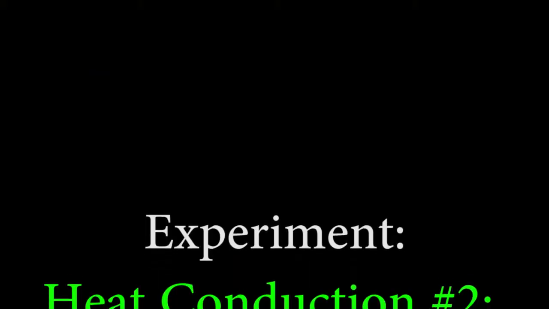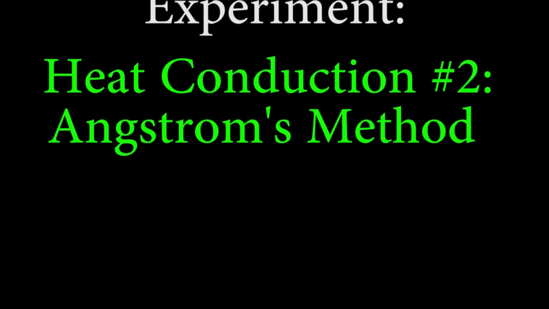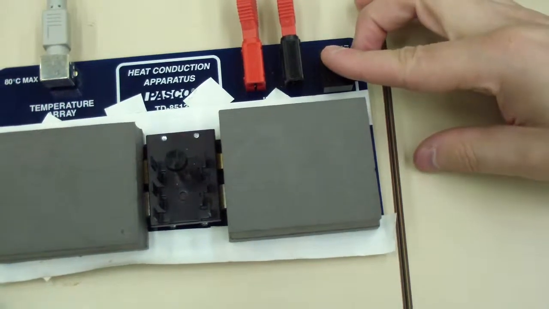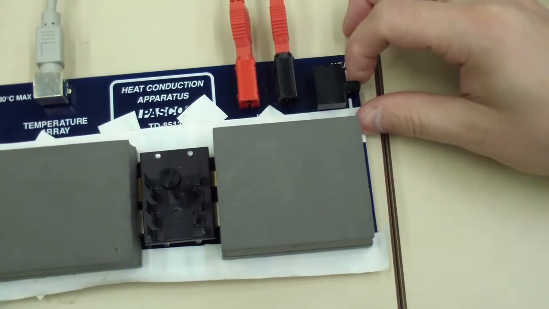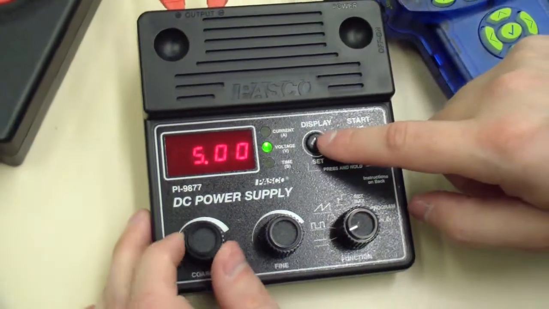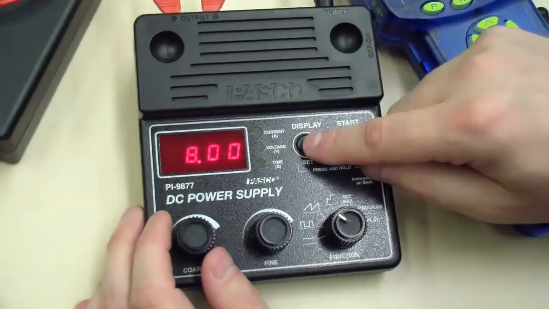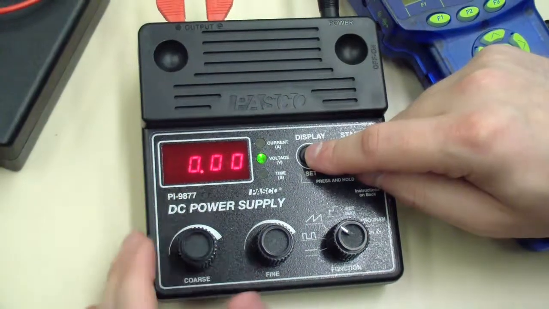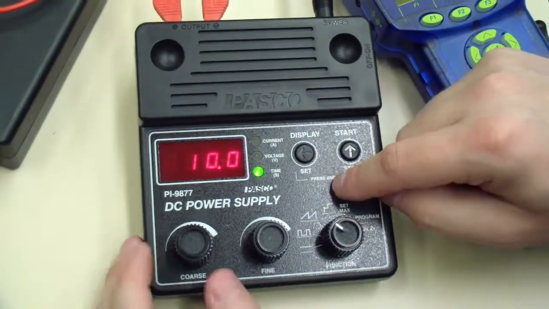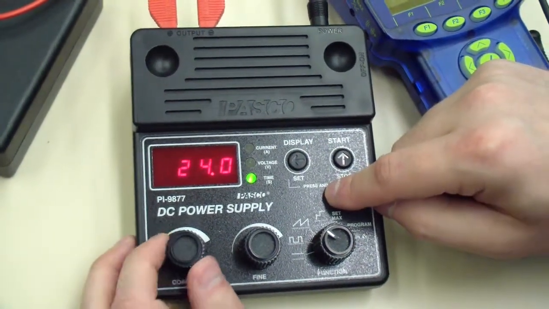If you choose to do experiment 2, you'll be measuring the thermal conductivities of 3 different materials. Set up the apparatus as shown in experiment 1 and set the switch to cool. Set the power supply to 8 volts triangle wave. Hold the display button to ensure that the minimum voltage is 0 volts. Press display once and set the period to 30 seconds.